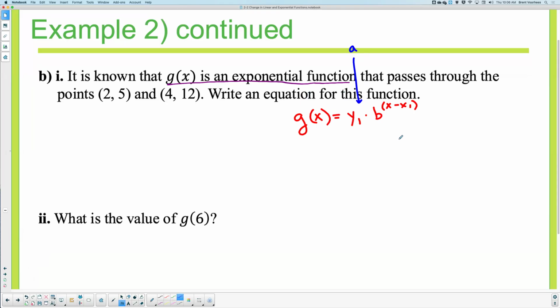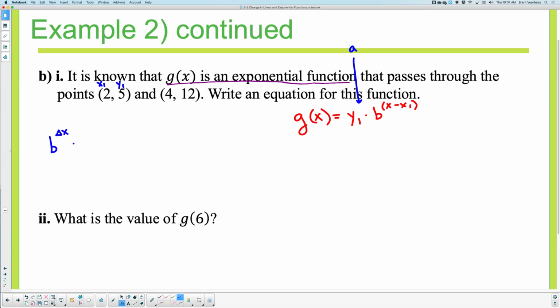Okay, so that's what I'm going to do. So it says it passes through these points. So do we already have an x1 and a y1? Yes, we do. So what do we need to find to have our equation? B. So do you remember what I told you? B is you raise it to the power of what?